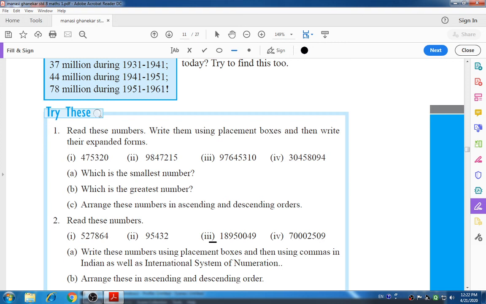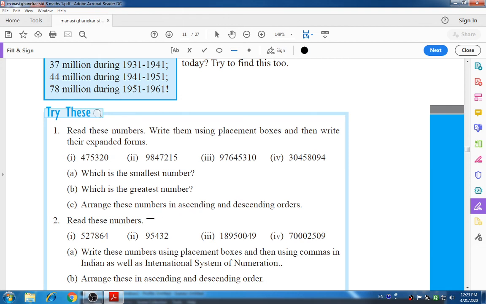Read these numbers and write them using placement boxes and write their expanded form. The first question is 4,75,320. Second, try to read it, that is 98,47,215. The third one is 9 crore 76 lakh 45,310, and then 3 crore 4 lakh 58,994. Which is the smallest, which is the greatest number? Arrange these numbers in ascending and descending order.